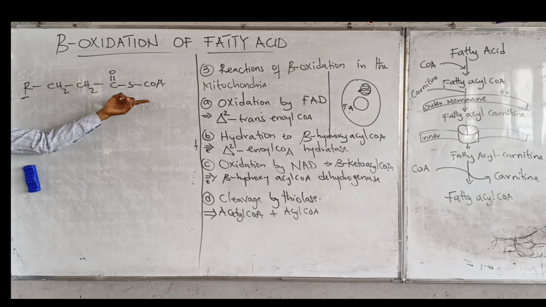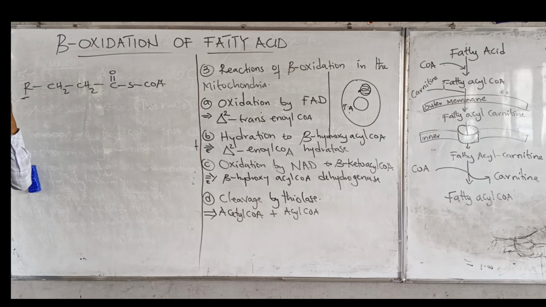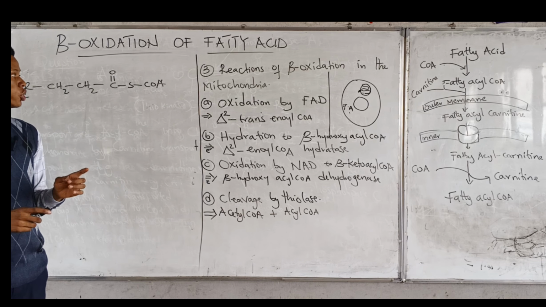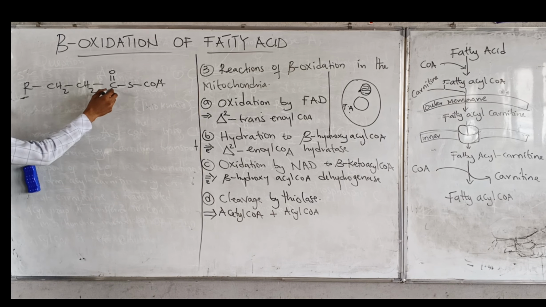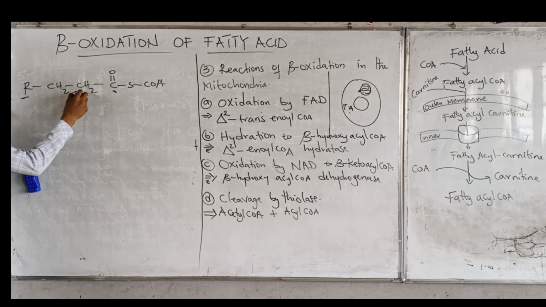This structure on the board is now what? Fatty acid CoA, right? Fatty acid CoA. Now this is the fatty acid CoA in the mitochondria. The first step is oxidation by FAD. You agree with me? This is the carbonyl carbon, right? The functional group.